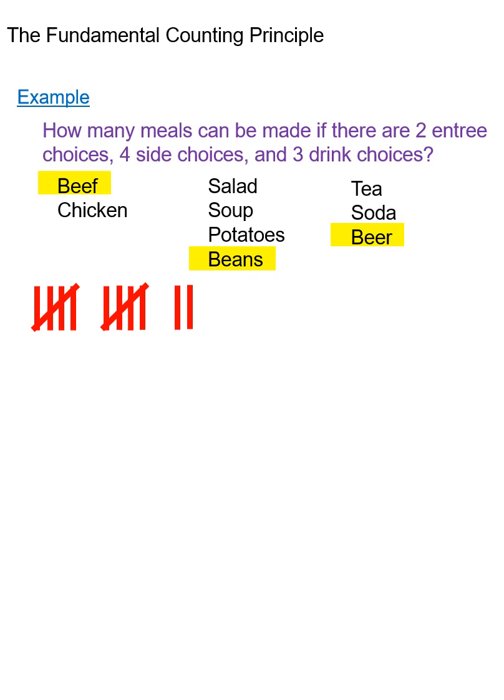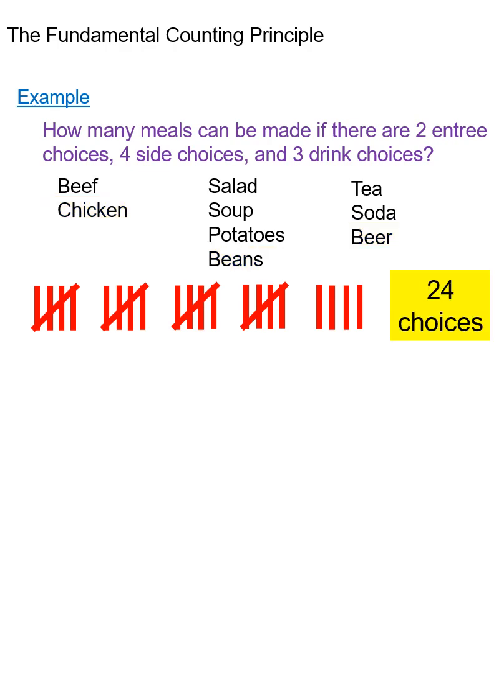At this point, I've counted 12 meals, but you'll notice they all involve beef. And logically, you could figure that I could make the same number of meals out of chicken, so that should add 12 more. Here's a meal. Here's one, and so on, for a total, as you can see by the tally marks, of 24 possible meals that you could make here.